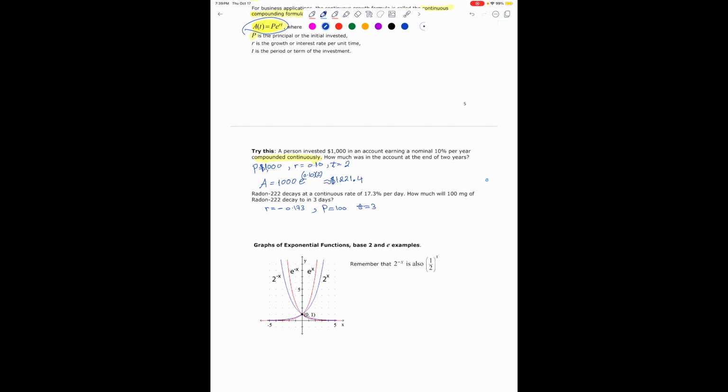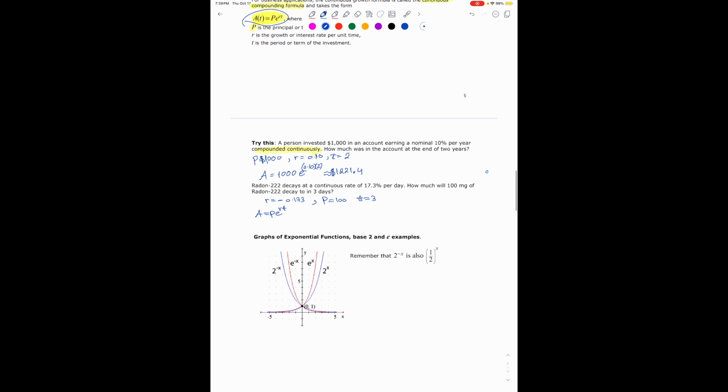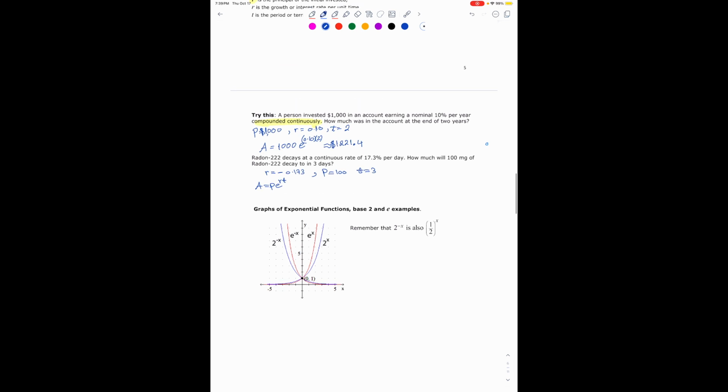So in this case, we're going to set it up like this. The future amount is equal to the initial amount times e to the rt. We can use any of these notations, so we can say A naught or we can say the principal. So A equals A naught, which is 100, times e to the negative 0.173.